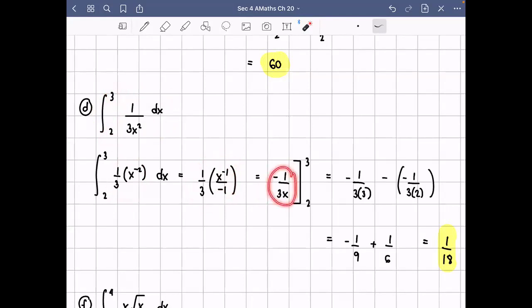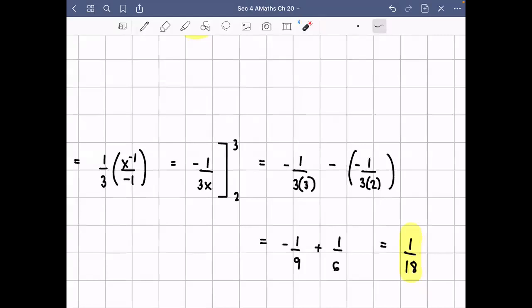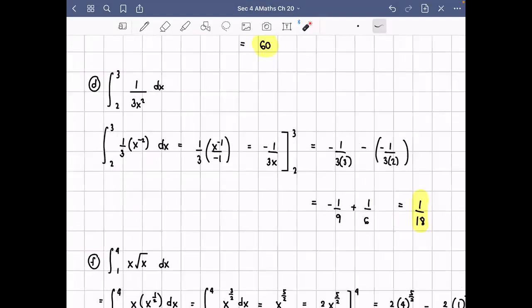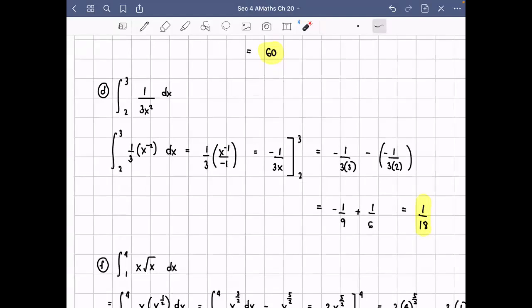Now, we find the definite integral for -1 over 3x. So plugging in 3 here, so upper limit minus the lower limit, that's why you have 3 here from here, and then you have 2 here from your lower limit. That's why your answer is 1 over 18. That's the letter D.